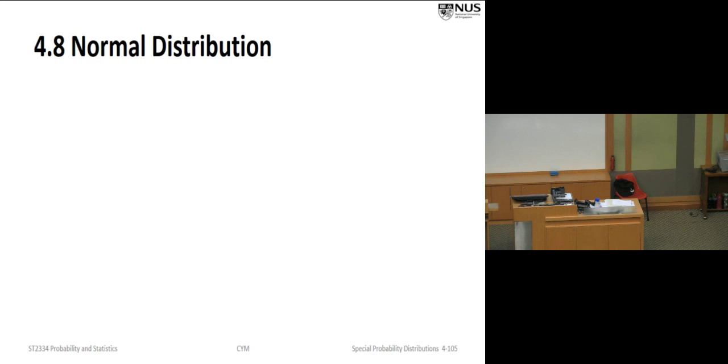In the last lecture, we talked about distributions. We discussed some continuous distributions, including the uniform distribution and exponential distributions. Now we talk about the normal distribution, which is a very popular, very common distribution.